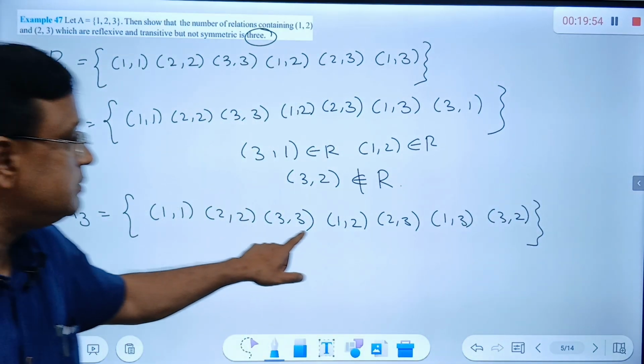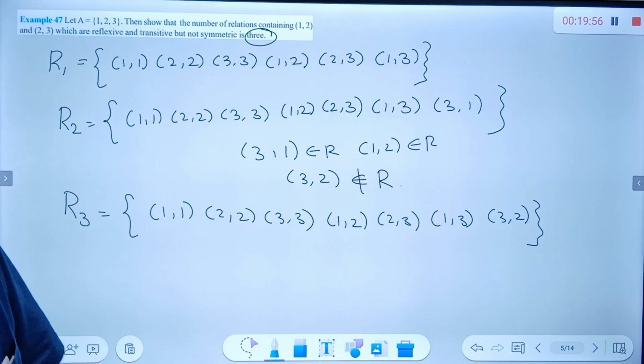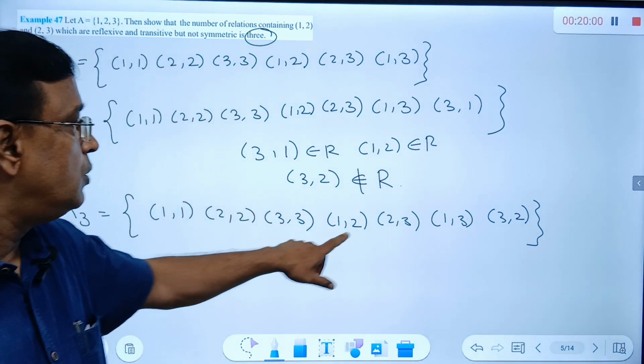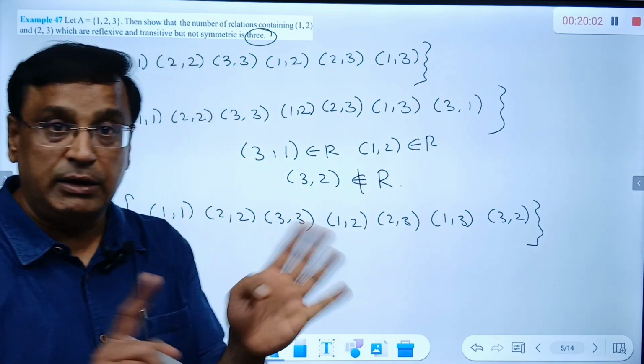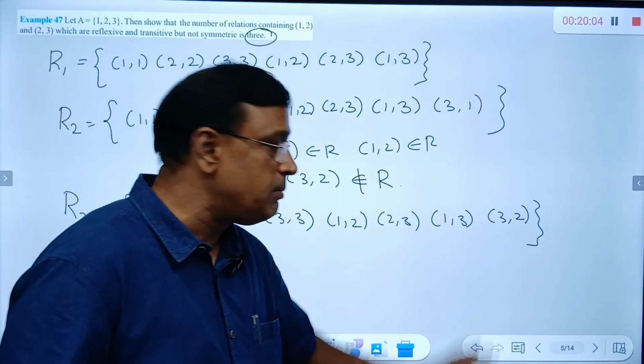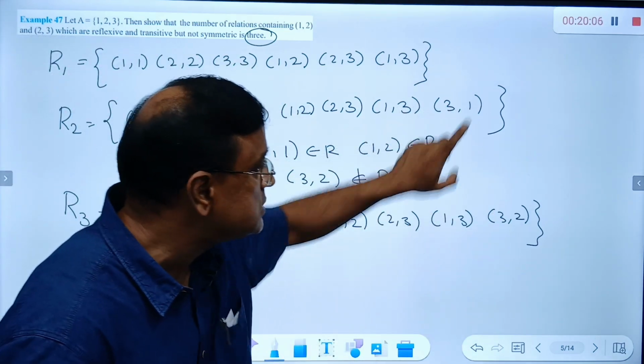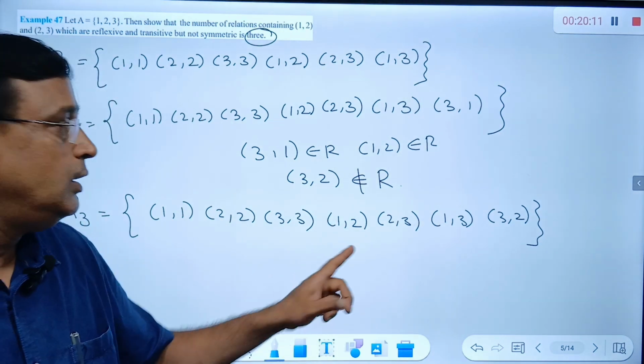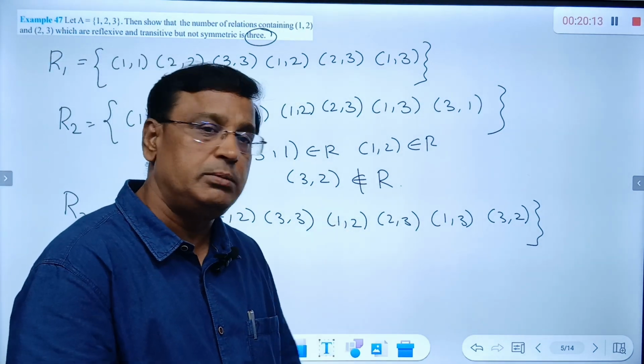Is it reflexive? Yes. Is it symmetric? Definitely no. (2, 3), (3, 2) may work, but (1, 2) is there and (2, 1) is not there. Since (2, 1) is not there, it cannot be symmetric.